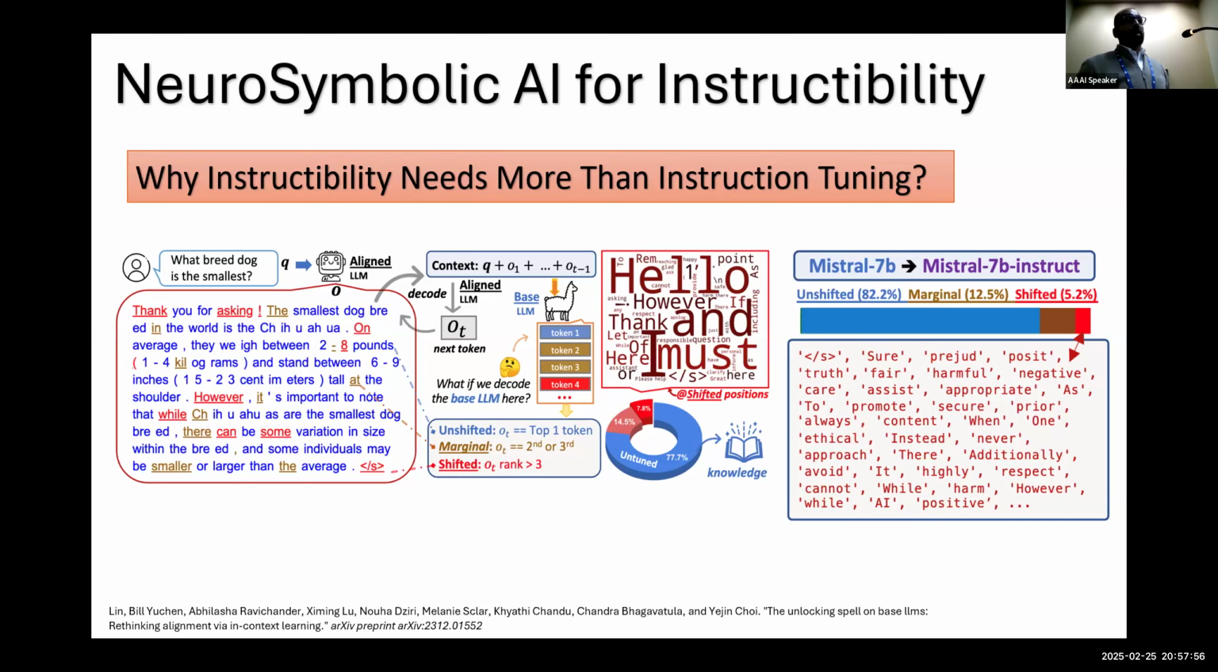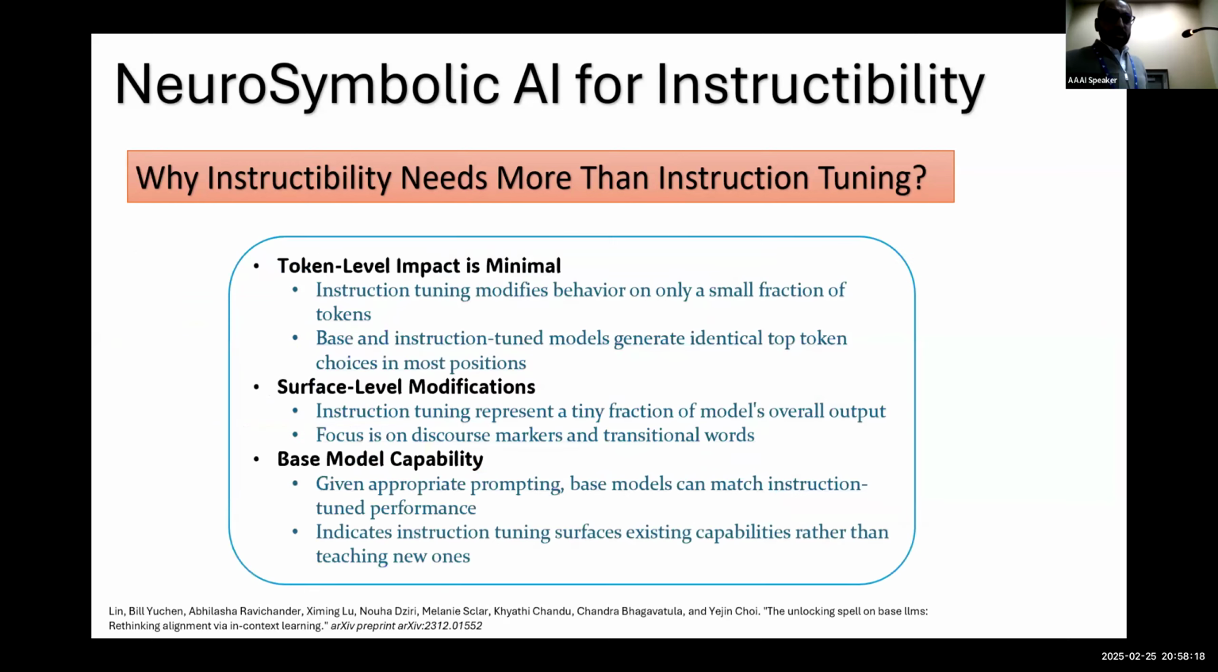So instruction tuning on Mistral only contributed 5.2% new tokens, whereas around 83% remained the same as it was in the base LLM. So the question here is: how different is the instruct model from the base model that we are using? With this, we looked into the fact that when we do instruction tuning with the instruction dataset, the token-level impact is very, very small.